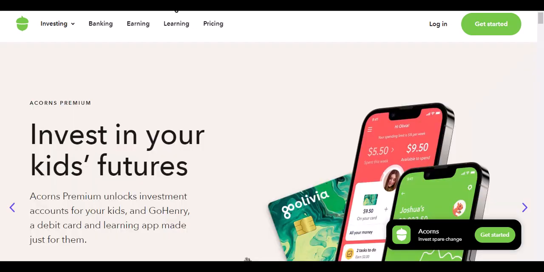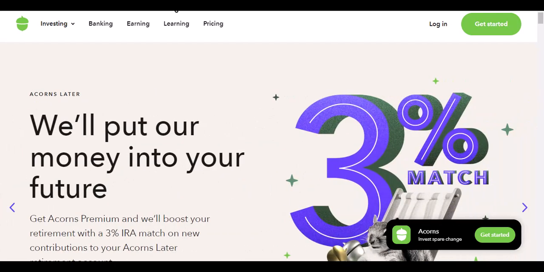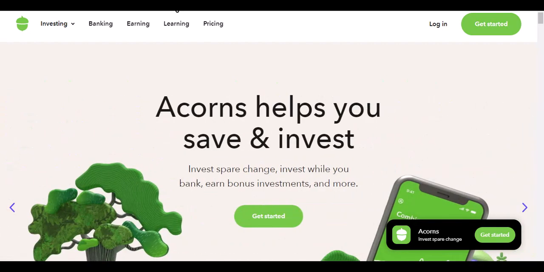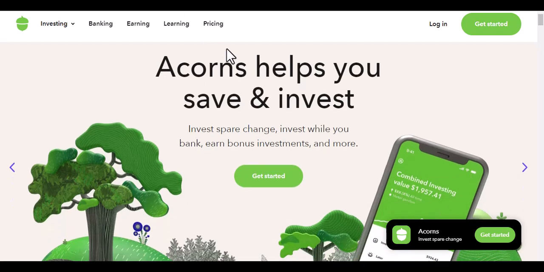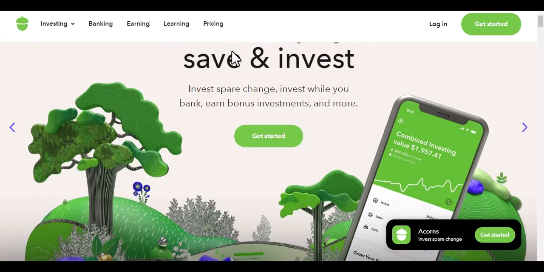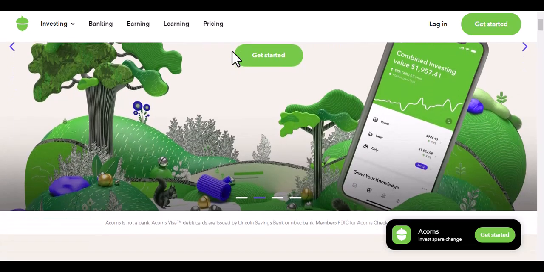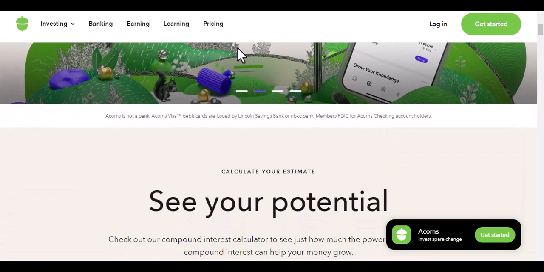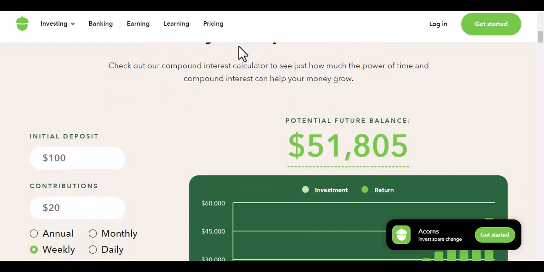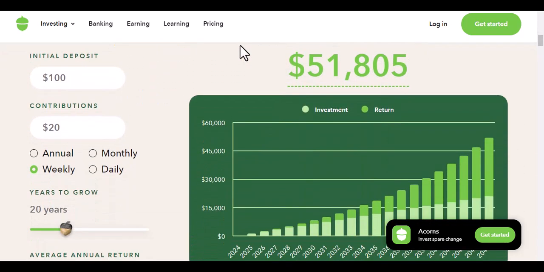Today, I'm going to be talking about a question that I get asked a lot. Can I send money from Acorns to Cash App? I'm going to answer this question in a few different ways. First, I'll talk about the technical aspects of sending money from Acorns to Cash App. Then, I'll talk about the pros and cons of doing so. Finally, I'll offer some alternative methods for transferring money between these two platforms.